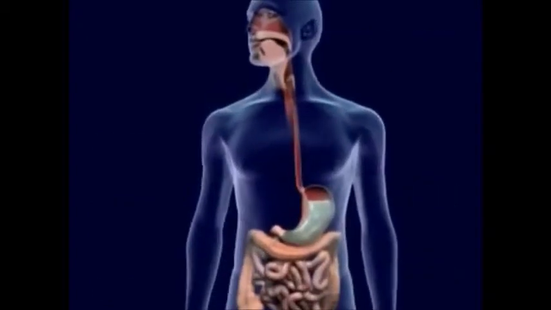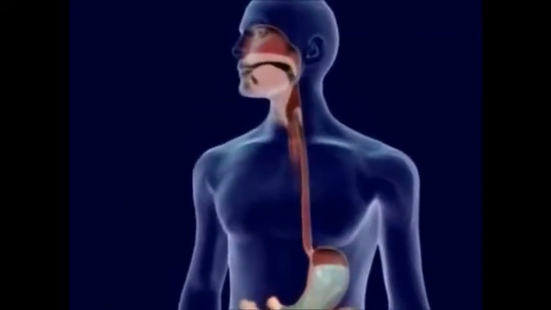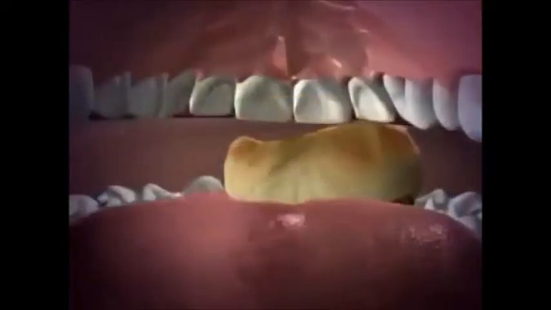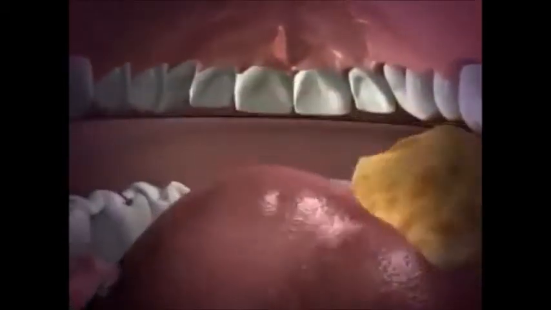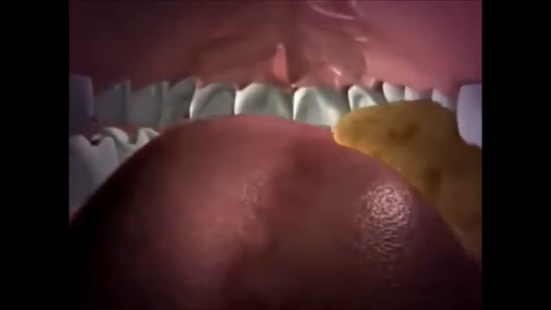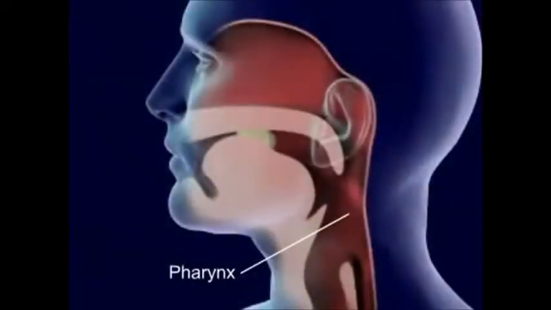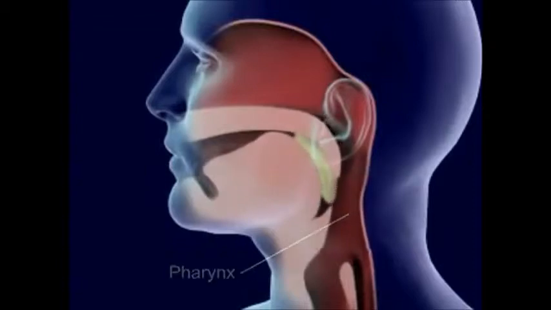In digestion, food is changed by the organs into a soluble form to be absorbed by the body. Food in the mouth is mixed with saliva. Saliva begins to dissolve the food as the teeth grind and cut it. Food is forced back into the throat, the pharynx, by the tongue. Food in the pharynx stimulates the swallowing reflex.